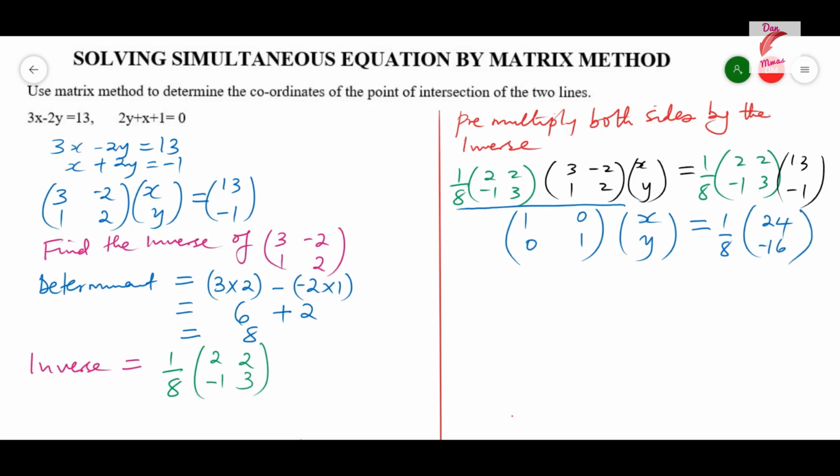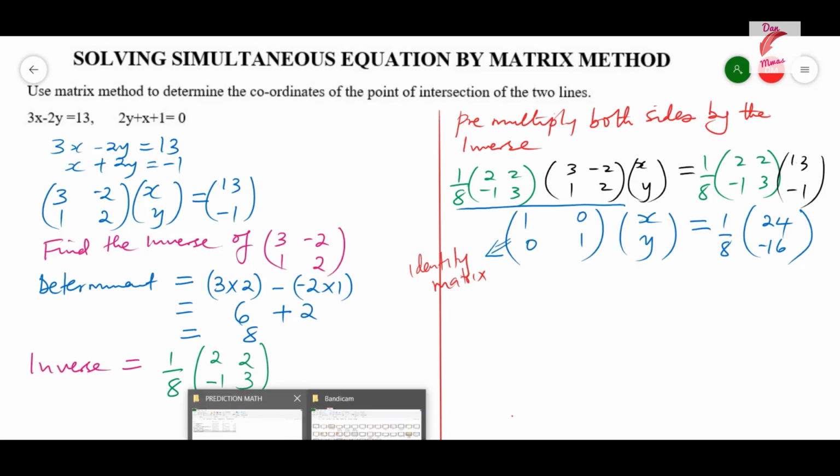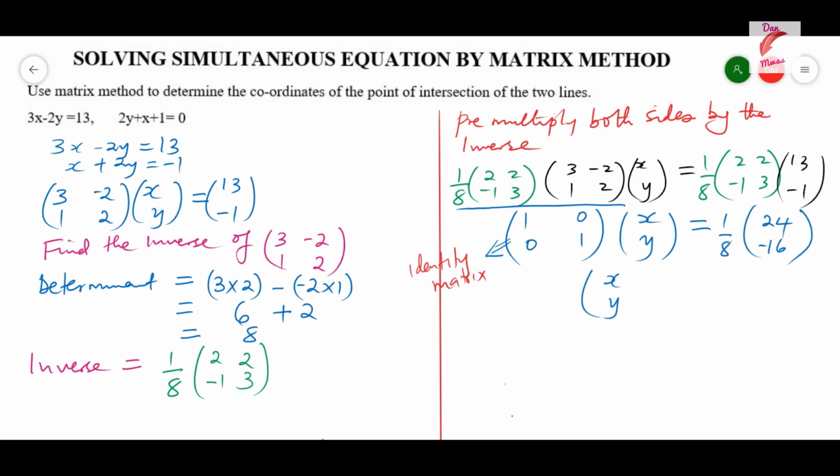So remember that this one is an identity matrix, and an identity matrix does not have any effect. So when you multiply this 1, 0, 0, 1 by x, y, you remain with x, y. And then on this side, you multiply everything by 1 over 8. This one will give you 3, and then this one will give minus 2.